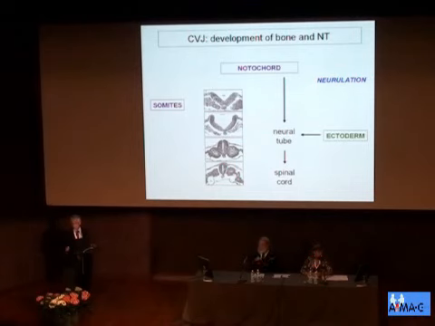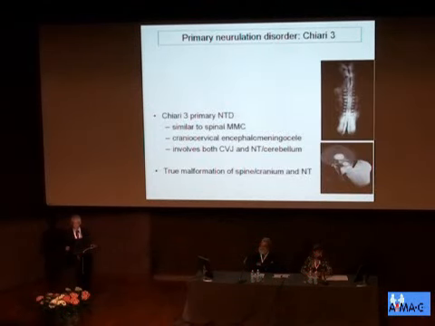That means that if you have a failed closure of the neural tube, a so-called neural tube defect, then you may have a malformation, and that happens at the level of the craniocervical junction. It is called the Chiari-3 malformation. The definition of Chiari-3 has been extended to the occipital meningoencephalocele. I disagree with that because it's not the same thing.